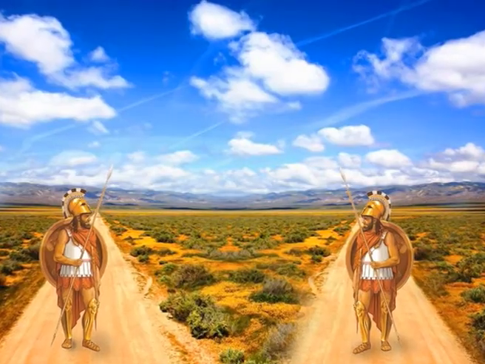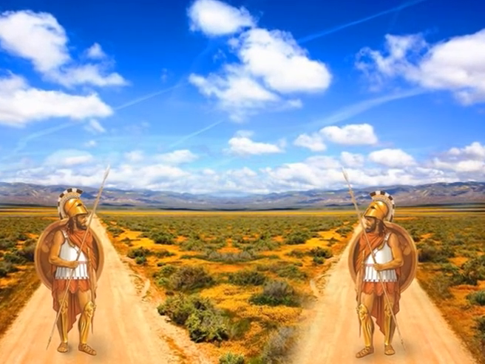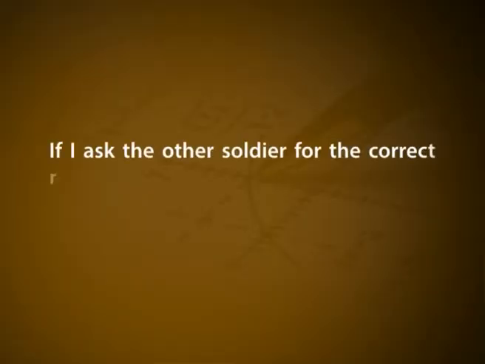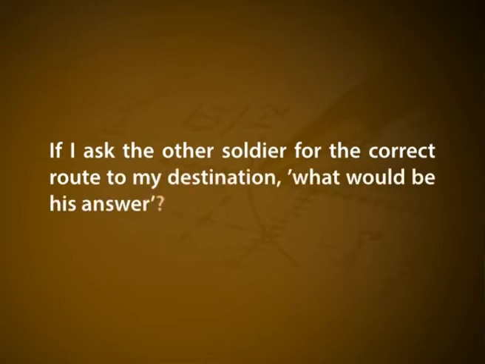In order to find the correct route, you are given chance to ask one and only one question to one and only one of these soldiers. With the question and the answer that you get, you have to identify the correct route. There is no one else to help you in this situation. The problem here is to find an appropriate question which you must ask and the decision that you would take on hearing the answer. You can ask the following question to any one of the two soldiers. If I ask the other soldier for the correct route to my destination, what would be his answer? On hearing his answer, you just have to skip the route shown by him and follow the other route.